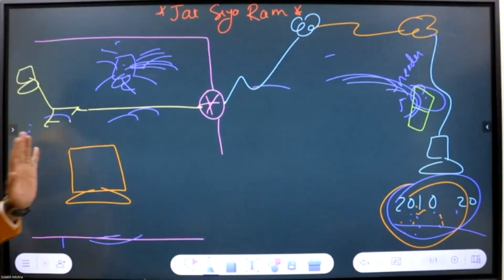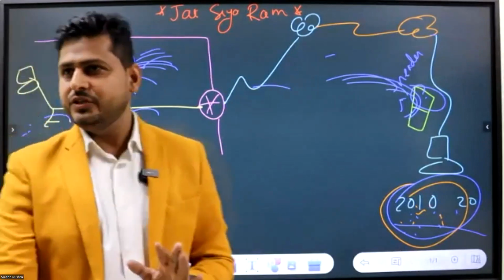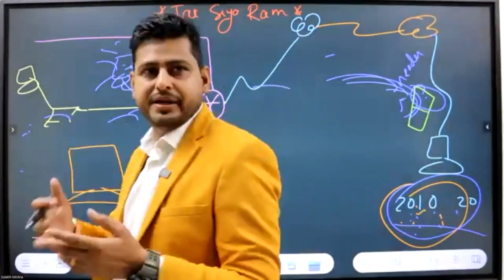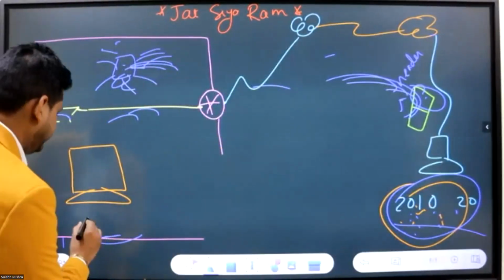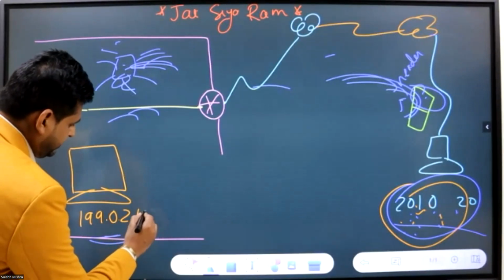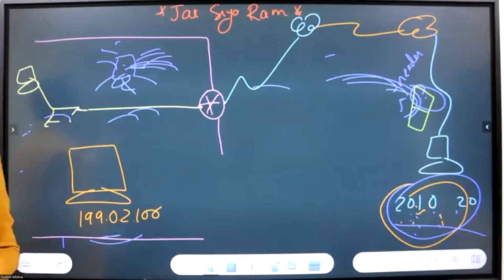Let me tell you, on the same server, this is my server. Whenever you have to deploy any application, first of all, you have to configure a server: memory and hardware you have to assign. Then you assign the IP address, 199.0.2.100.